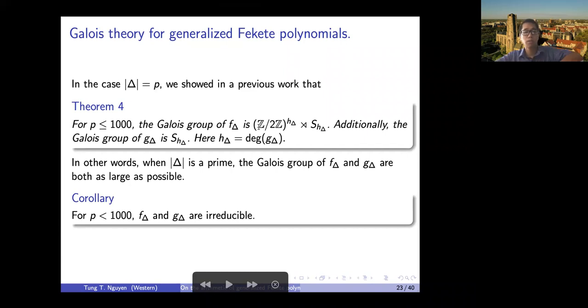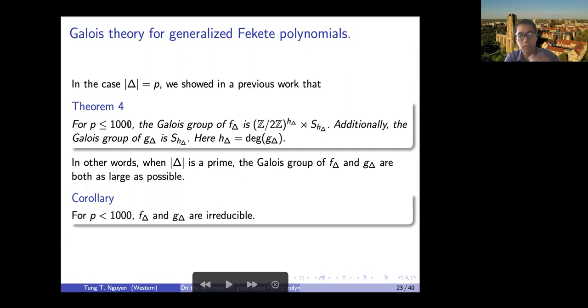Now, I want to talk about the previous work on this. In the case where delta is the prime p, we showed in the previous work that for p less than 1000, the Galois group of F is exactly the semi-direct product, and the Galois group of G is the symmetric group. In other words, in the case where delta is the prime numbers, the Galois groups of F delta and G delta are both as large as possible.